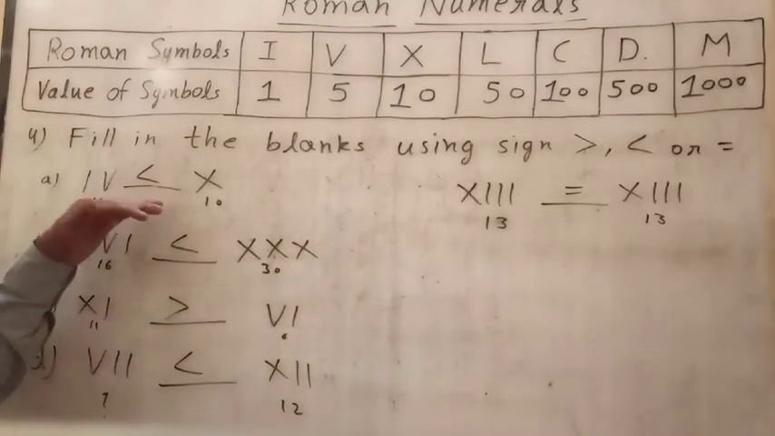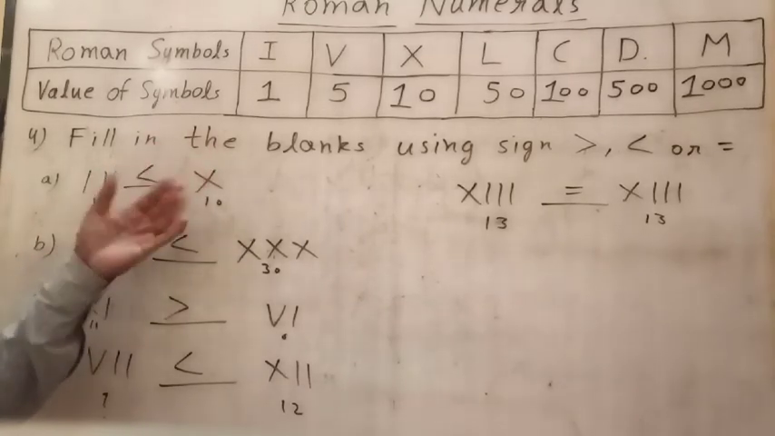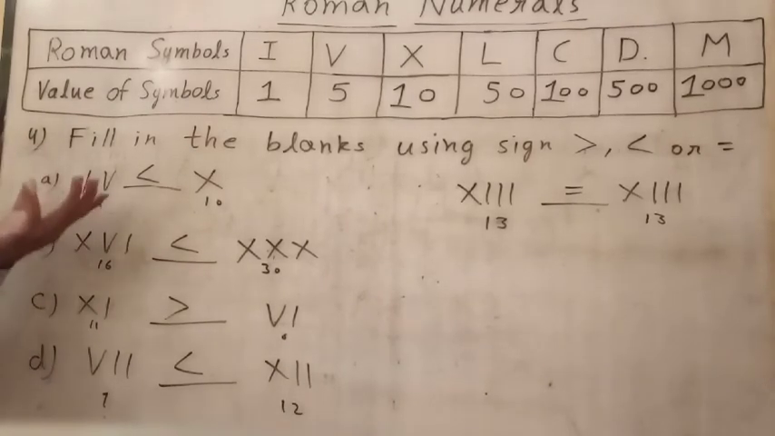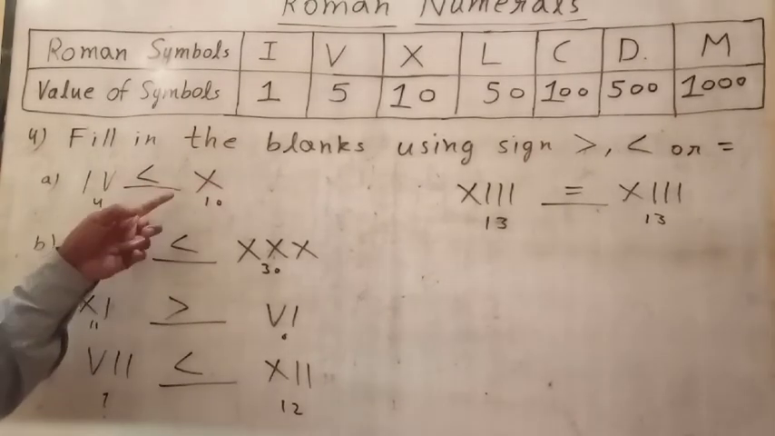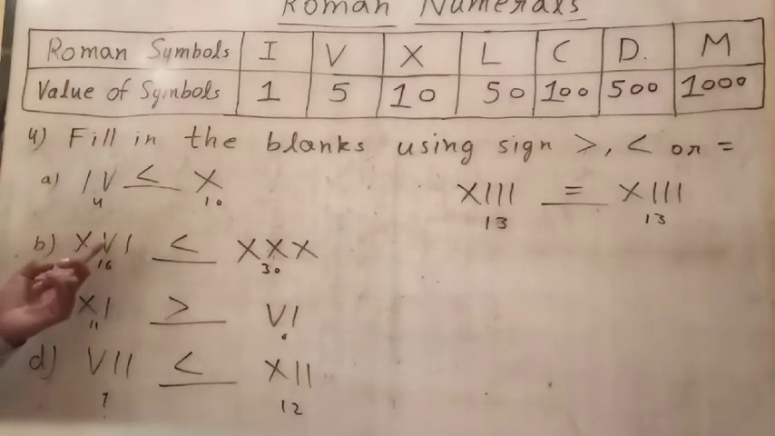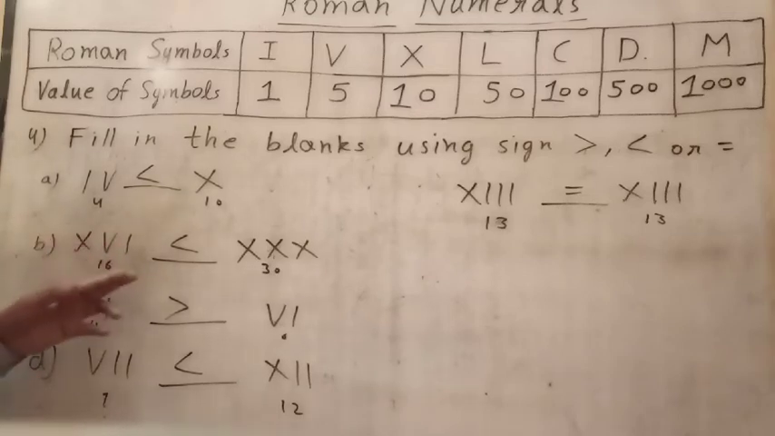So first you check the value and then you put the symbol greater than, less than or equal to. See, IV: 5 minus 1, 4. When we write the smaller numeral to the left side, what do we do? We subtract the smaller numeral from the greater numeral. 5 minus 1, 4. The value of X is 10. 10 is greater than 4. Clear? XVI: VI is written to the right side, what do we do? We add. 10 plus 5, 15. 15 plus 1, 16.